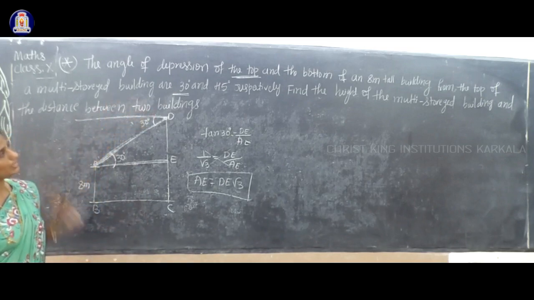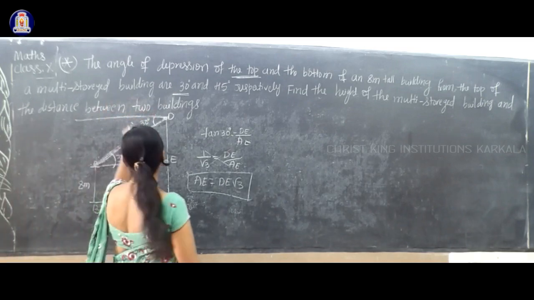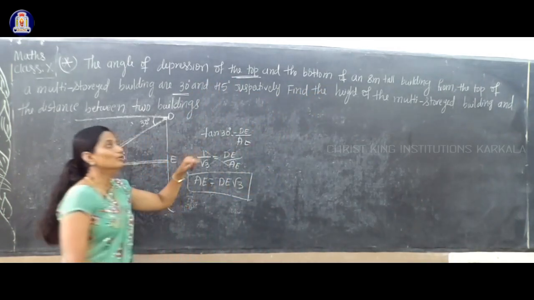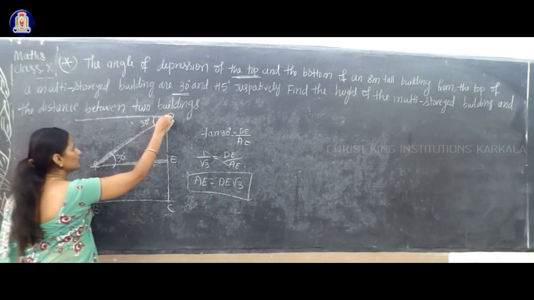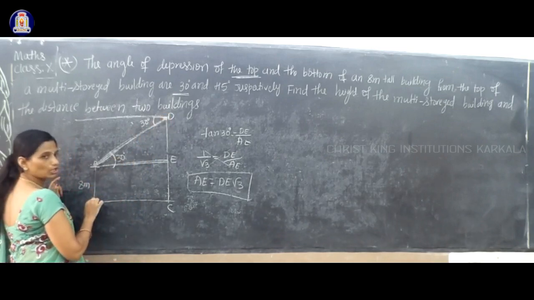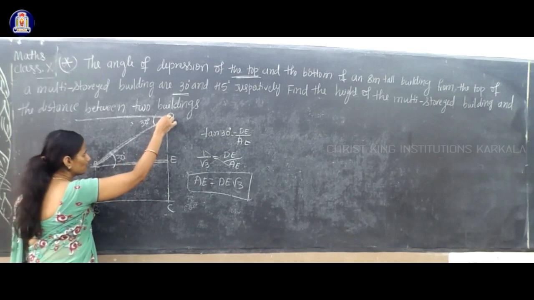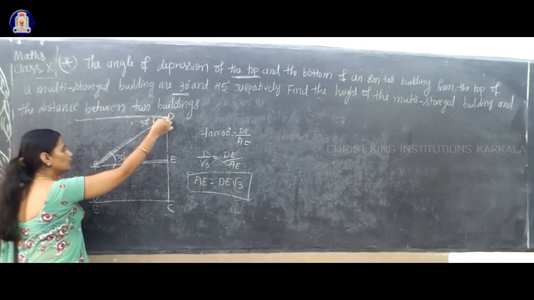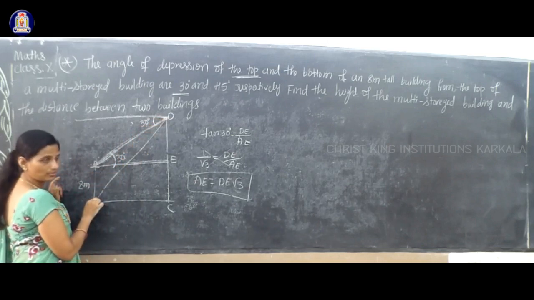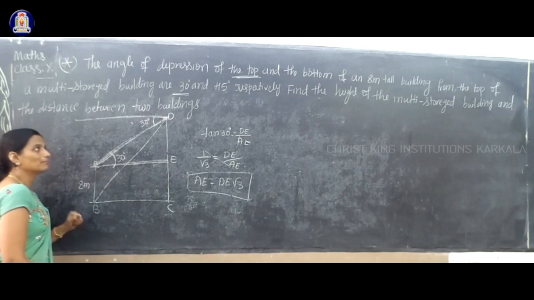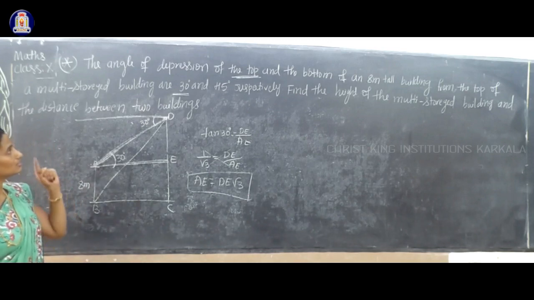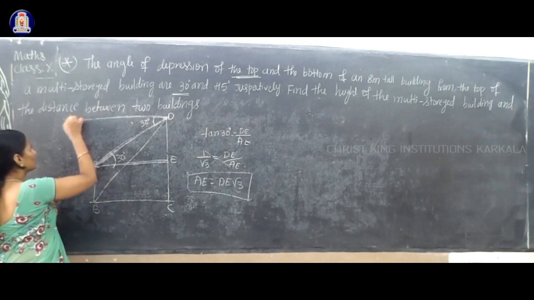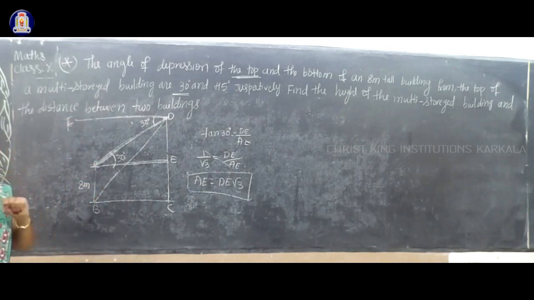So now that 45 degrees. What is that 45 degrees? The angle of depression of the bottom of the building. From where? From the top of the building to the bottom of the building. The angle of depression. So that means this angle. Now tell me which angle is 45 degrees. So this is your horizontal line, and mark it as F.